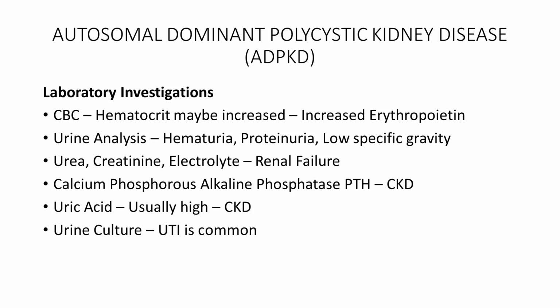Urine analysis may show hematuria, proteinuria, and low specific gravity. Urea, creatinine, and electrolytes are raised, signifying renal failure. Again, calcium, phosphorus, alkaline phosphatase, and PTH are raised, showing chronic kidney disease. Uric acid is usually high in chronic kidney disease, and urine cultures are usually positive because of a common UTI. UTI is quite common in patients with polycystic kidney disease.